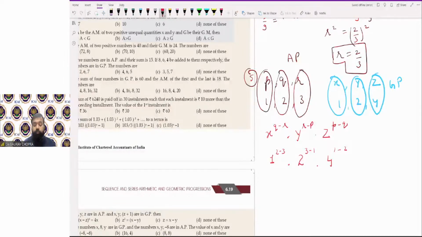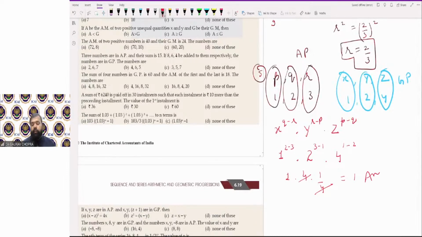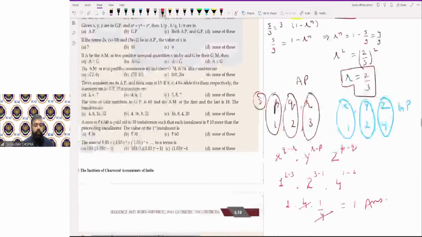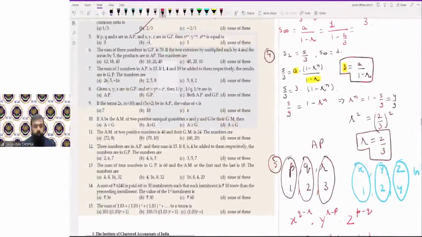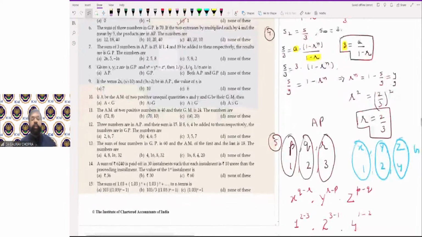Now let's simplify and get the answer. So 1 to the power of minus 1 is 1, 2 to the power of 2 is 4, and 4 to the power of minus 1 is 1 by 4. So what is the final answer? You are getting 1. So 1 is your final answer. Okay. So question number 5 is completed now.